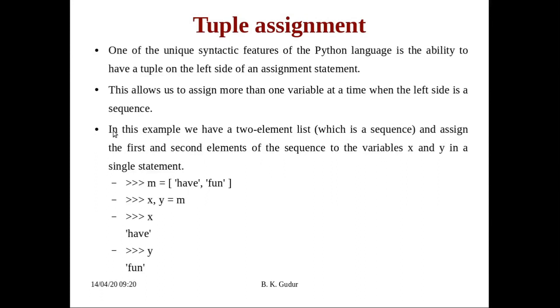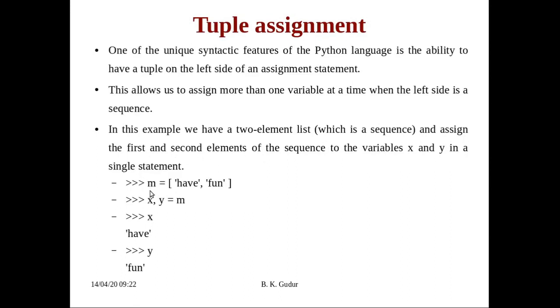So let us consider this example. I was telling that we can even assign more than one value simultaneously. Tuple is one example where we can do that. See here, in the example we have a 2 element list which is a sequence: one is have, another one is fun, and we assign the first and second element of the sequence to variables x and y in a single statement.